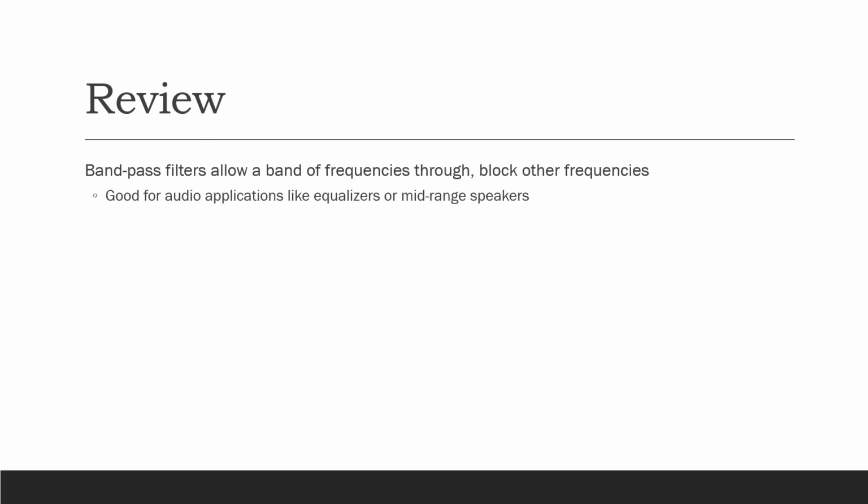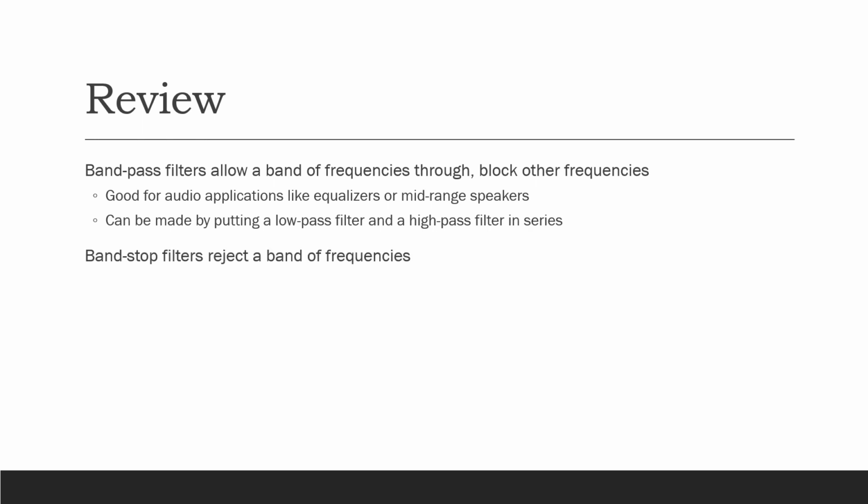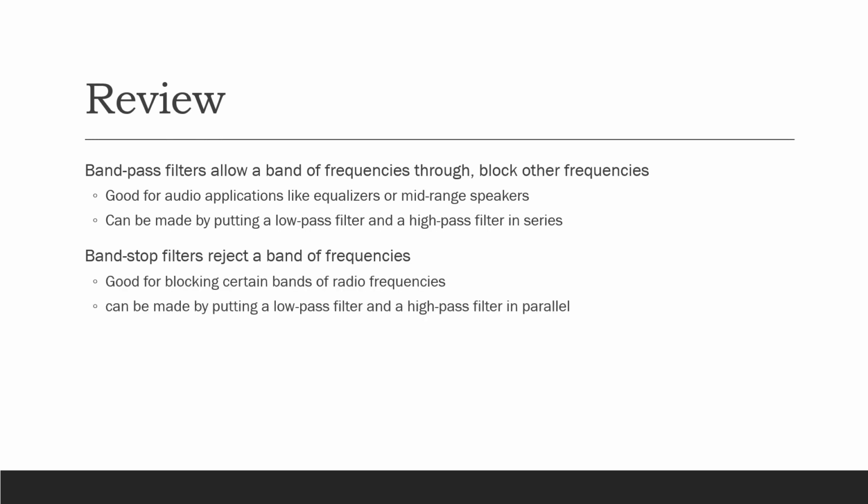Let's review what we learned about band pass, band stop, and LC filters. Band pass filters allow a certain band of frequencies to go through, but they block out or absorb other frequencies. They're good for audio applications like graphic equalizers or sending mid-range frequencies to mid-range speakers. And they can be made by putting a low-pass filter and a high-pass filter in series. Band stop filters reject a certain band of frequencies, while allowing lower and higher frequencies to pass through. They're good for blocking certain bands of radio frequencies in particular, and they can be made by putting a low-pass filter and a high-pass filter in parallel.